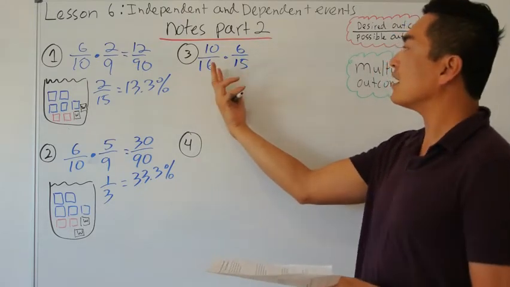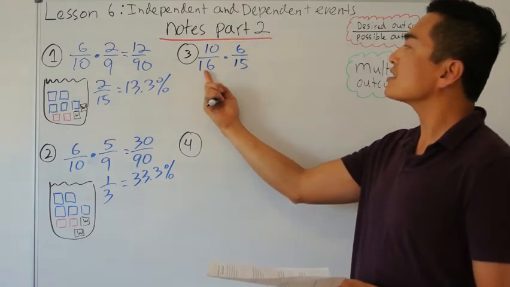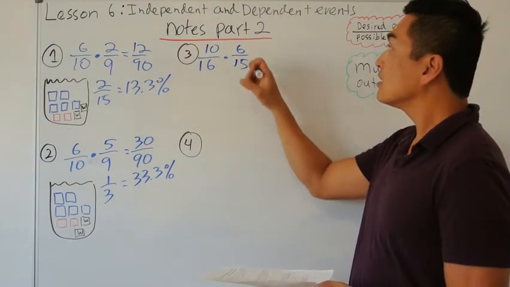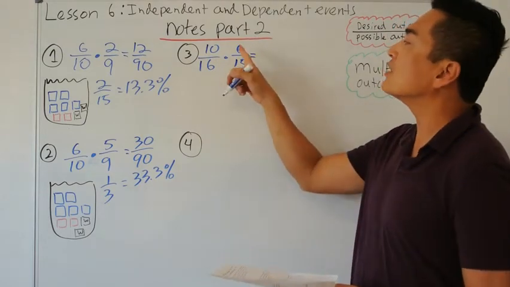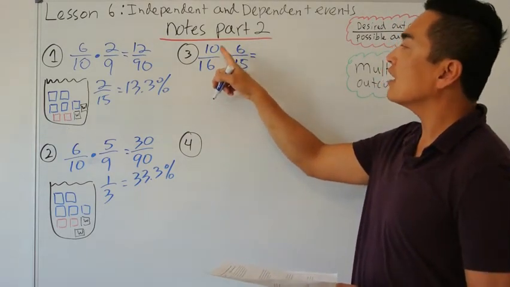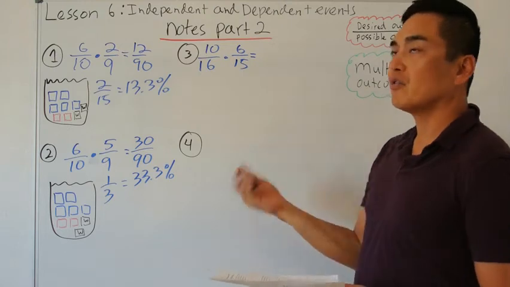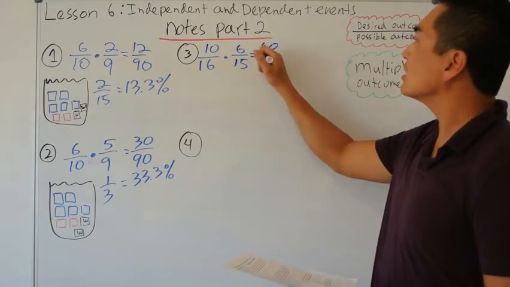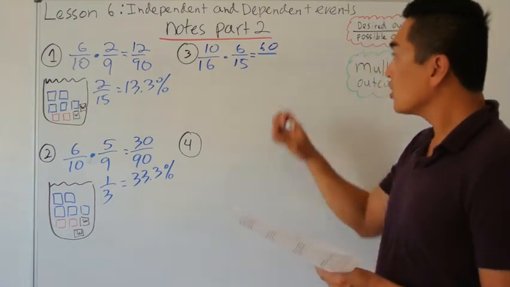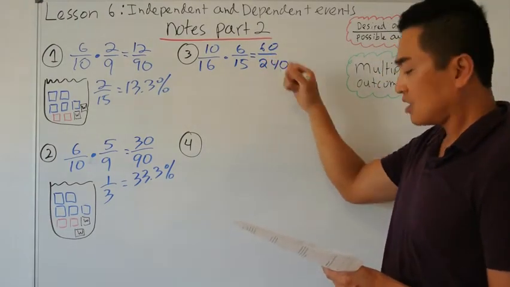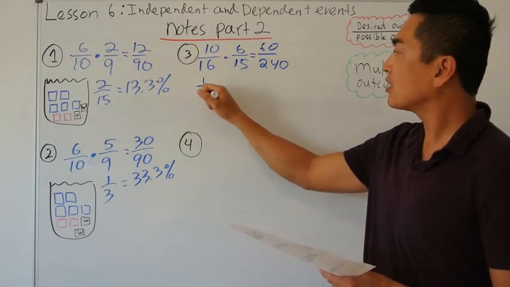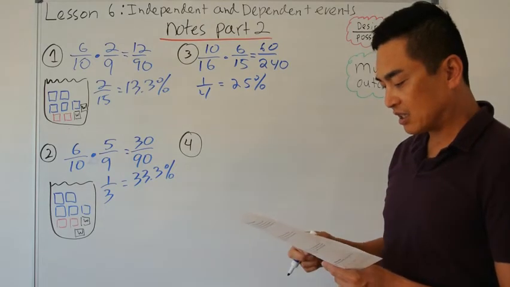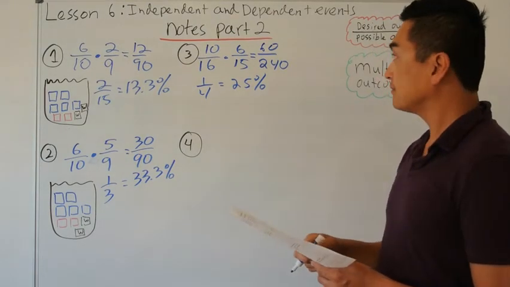Now, if you flip these 2 around, you put 6 over 16 and 10 over 15, that will give you the same answer anyway. So that wouldn't matter if you put 6 over 16 and then 10 over 15 for your second sock. Again, it will give you the same answer, okay? That will give you 60 over 240. You reduce that to 1/4, and that will give you a 25% chance of getting each color. Alright?